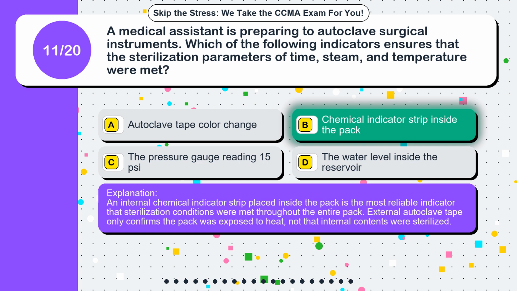An internal chemical indicator strip placed inside the pack is the most reliable indicator that sterilization conditions were met throughout the entire pack. External autoclave tape only confirms the pack was exposed to heat, not that internal contents were sterilized.